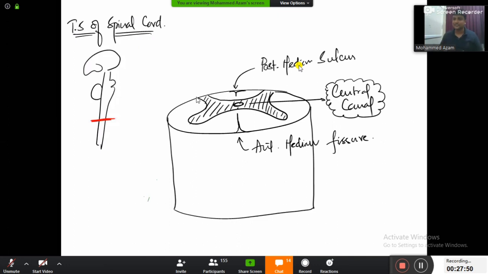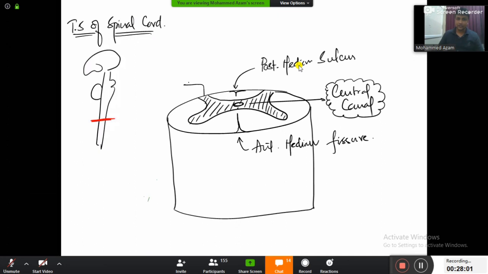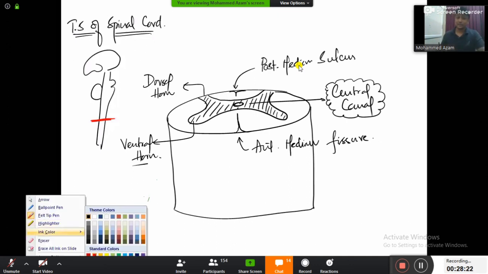It's like two horns. So doctors kept the name as horns only. So this one is the dorsal horn and this one is the ventral horn. Understanding? So gray matter has two extensions. This extension is known as the dorsal horn, and this extension is known as the ventral horn. Exactly the same on the other side also.